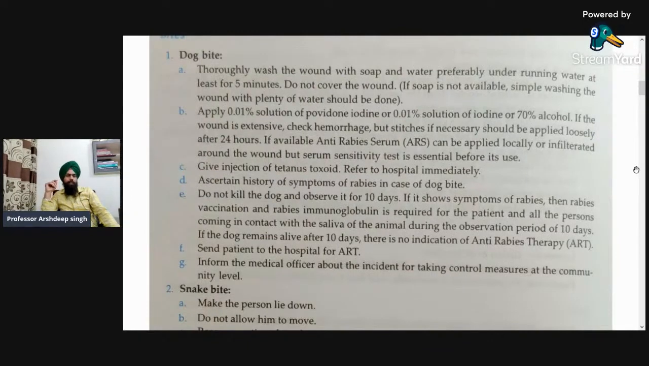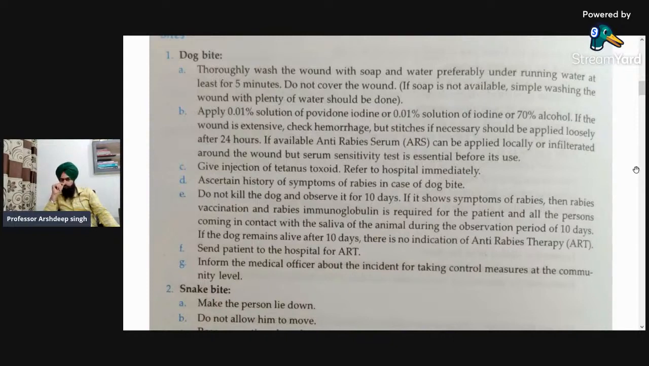Next, don't kill the dog, and observe it for 10 days for the presence of signs of rabies. If it shows symptoms of rabies, then rabies vaccination and rabies immunoglobulin are required for the patient and all the persons coming in contact with the saliva of the animal during the observation period of 10 days. So we have to provide the rabies vaccine to all the persons, and rabies immunoglobulin to the persons who come in contact with the dog during the supervision.